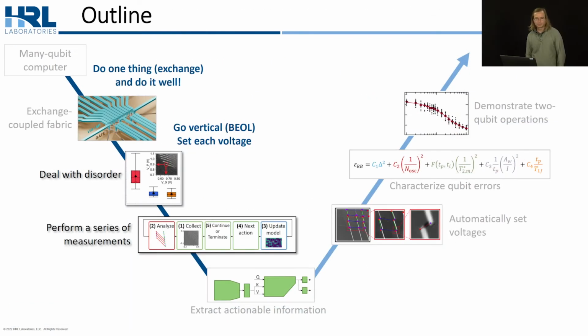Okay, and so now back to the outline. It shows to do exchange when we implement it, we have to go vertical with this back end of line. One of the side effects of reality here is that we have to deal with disorder, and that means that we have to individually tune each of the voltages, of which there are about 10 per qubit.